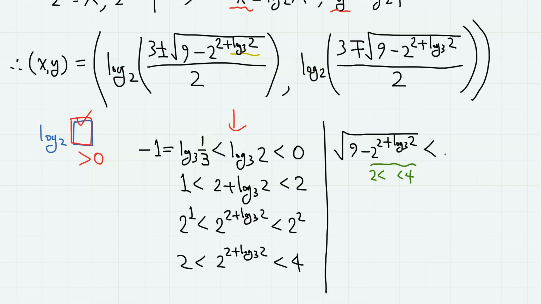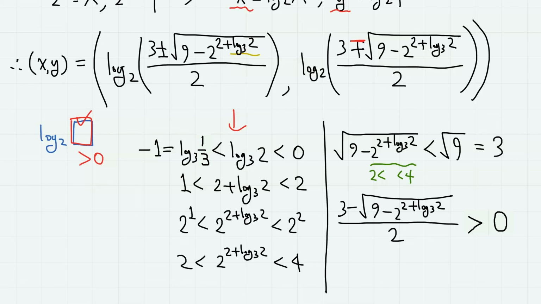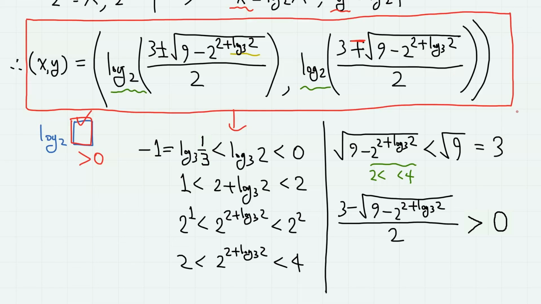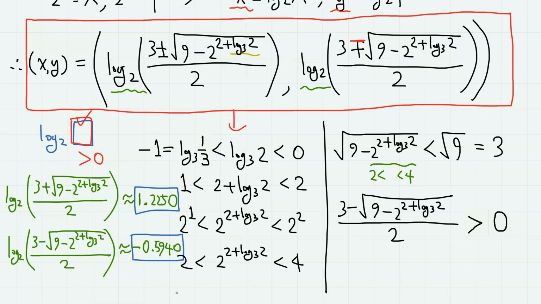Therefore, in this square root term, this is a number that is greater than 2 and less than 4. So this entire term is definitely less than the square root of 9, which is 3. Therefore, even with this negative sign, this number is positive, so we can definitely take log base 2 with no problem. So here we have our answer, whose approximate values are these.